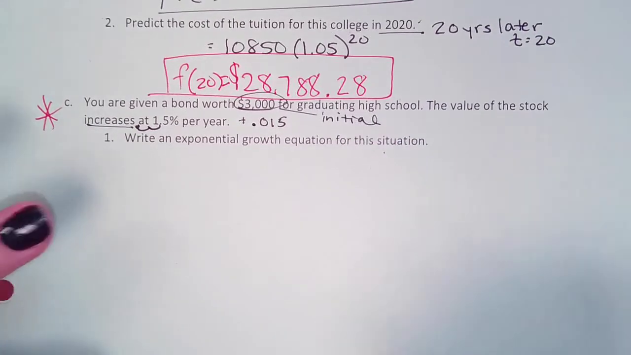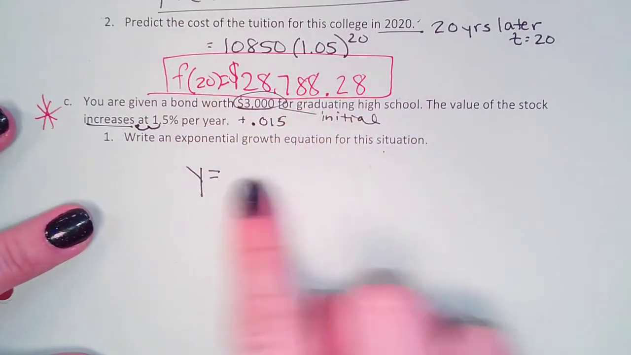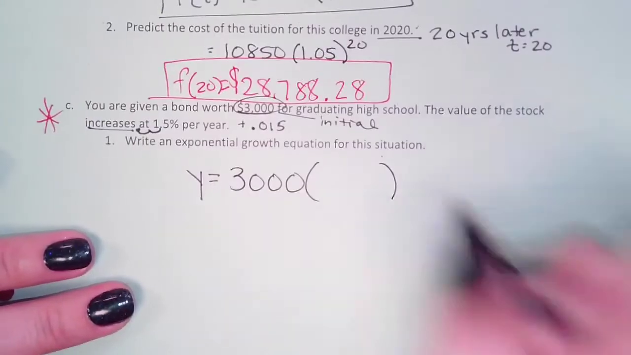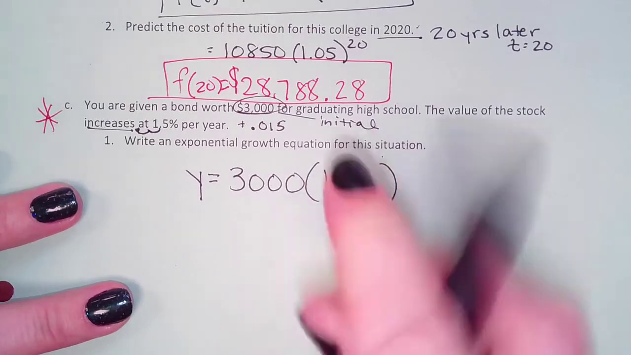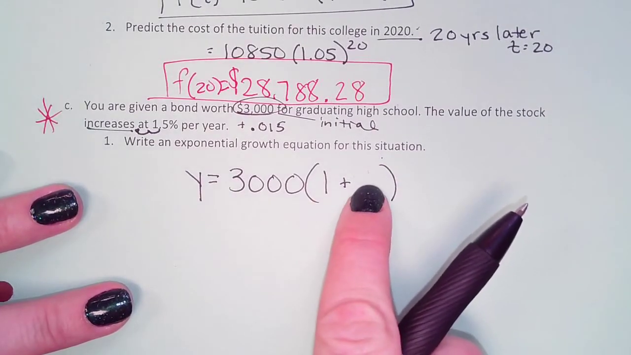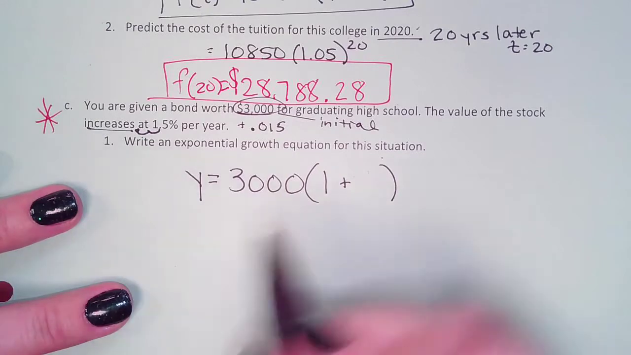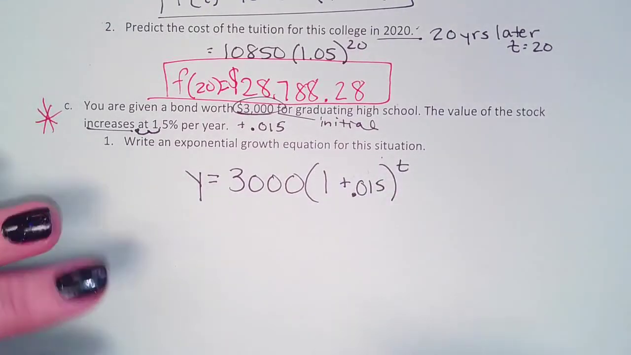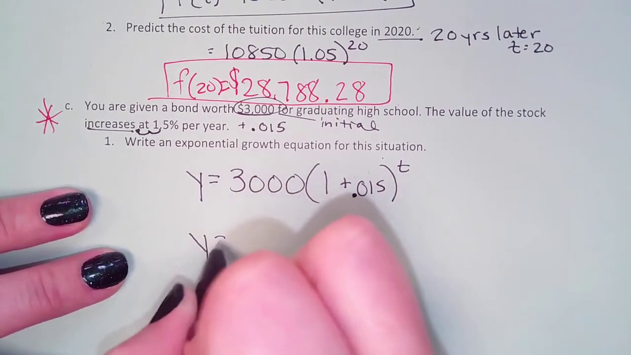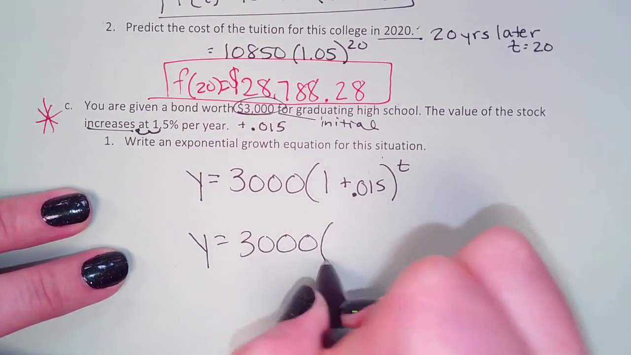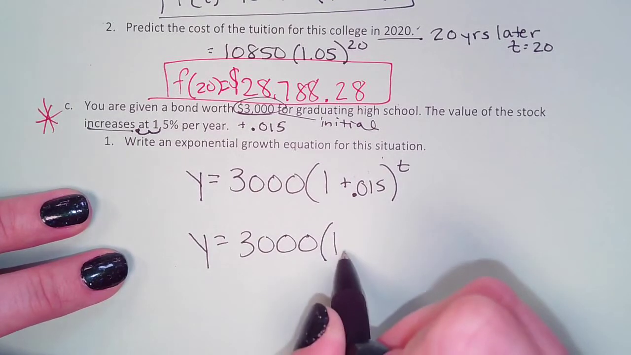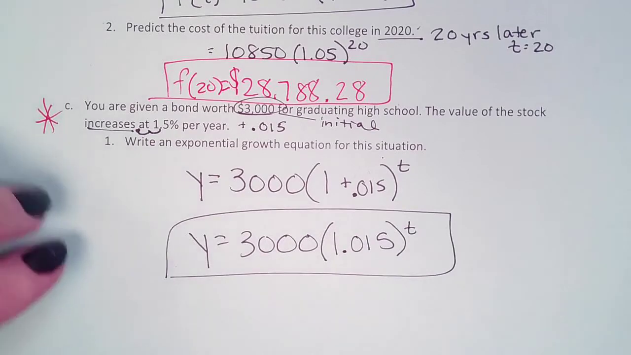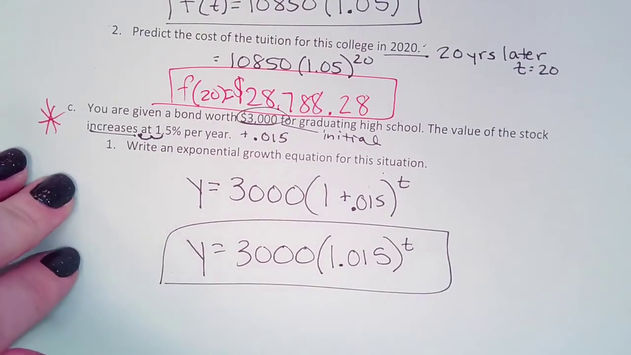Let's write the equation. Y equals initial value, 3,000, times its growth, so 1 plus our rate. Our interest rate is 0.015 to the power of t. Combining our like terms, we have y equals 3,000, 1 plus that is 1.015 to the power of t. Flip it to the backside.